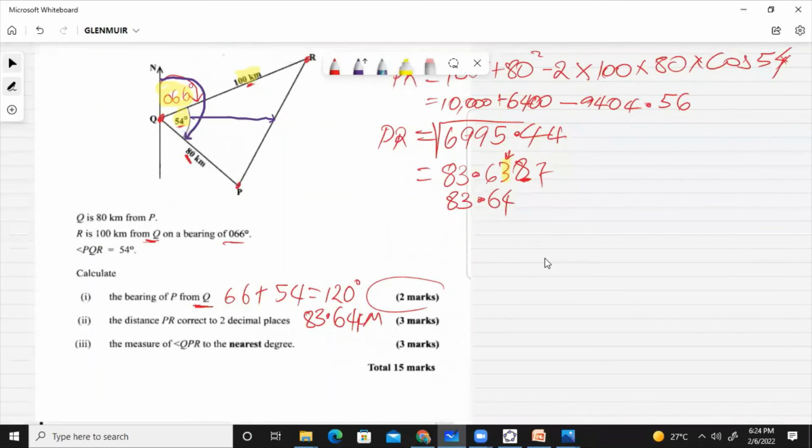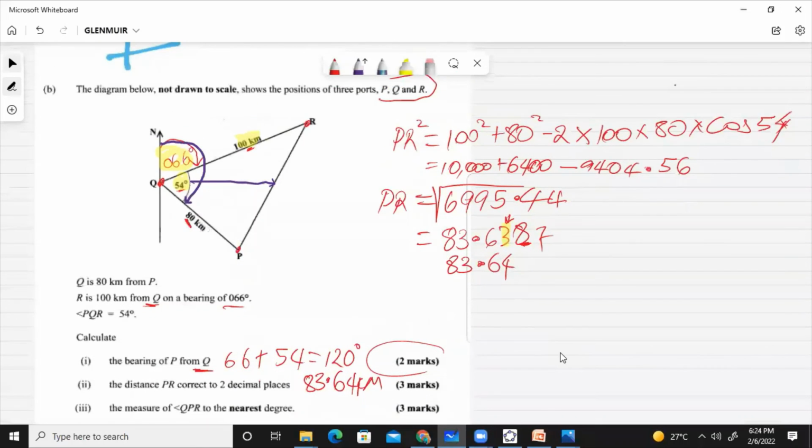Next question says, the measure of angle QPR. Remember, following the 3 letters, it's the middle. So QPR is right here. They want us to find this nice angle right here. Now, let me take off some things here so we could have a little bit more clearer stuff as we go along.